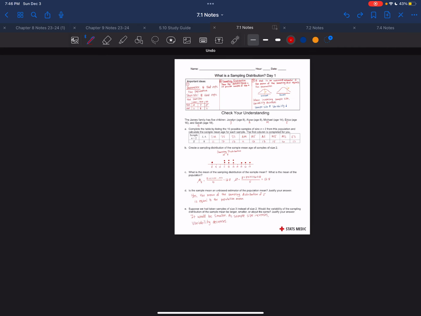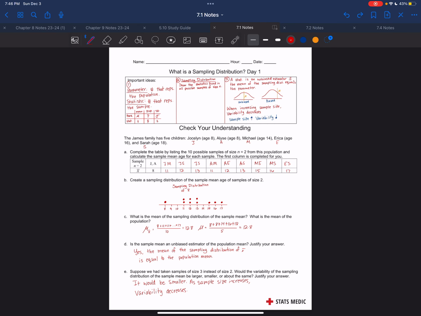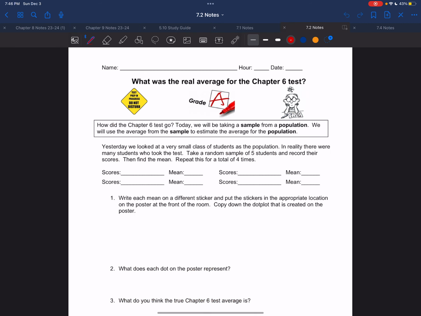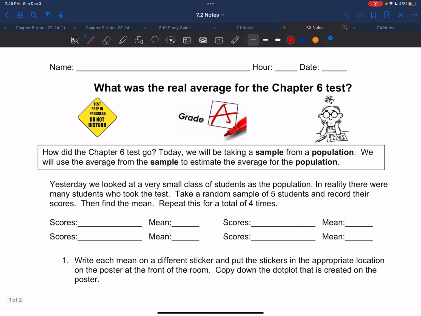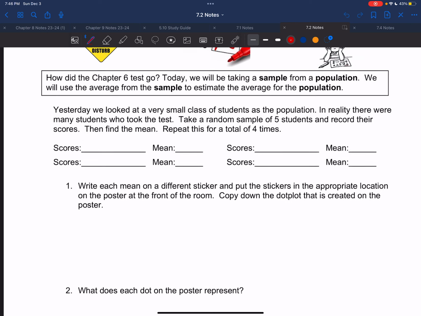All right, so that is all we have for section 7.1 day 1. On the next video, we're going to be talking about section 7.1 day 2. Still going to be talking about test scores, but instead of having a class of size 4, this time we're going to be looking at a full class of, say, size 30 and trying to calculate a little bit more with that.